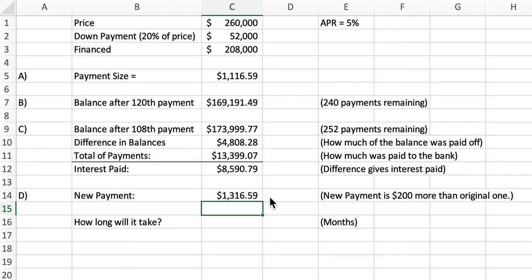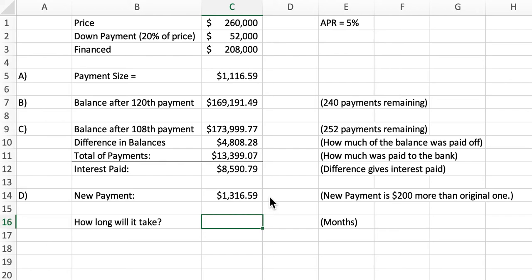So finding the number of months, that's a little bit more difficult mathematically. If you know logarithms, it can be solved that way. But I don't expect that you know logarithms. That's not part of the required content for the course. So we're going to use an Excel feature. And the name of the function that we're going to use is called NPER, which stands for number of periods.